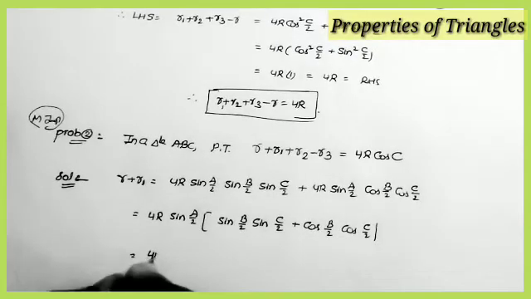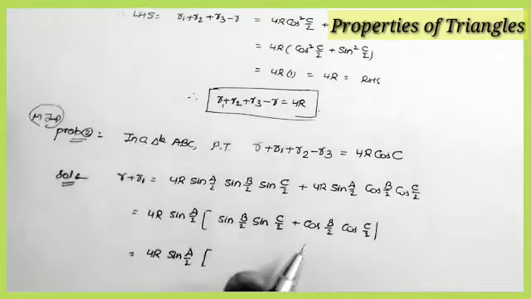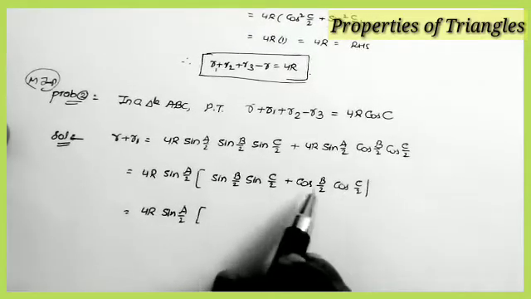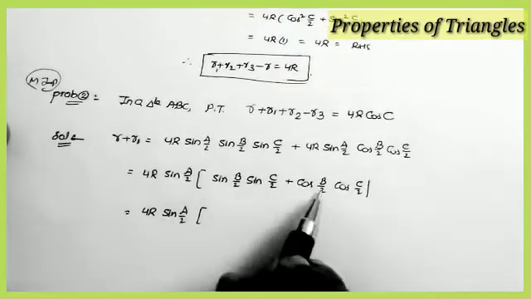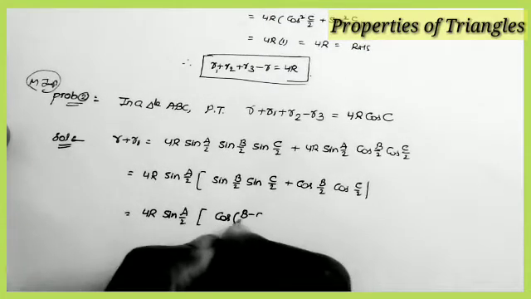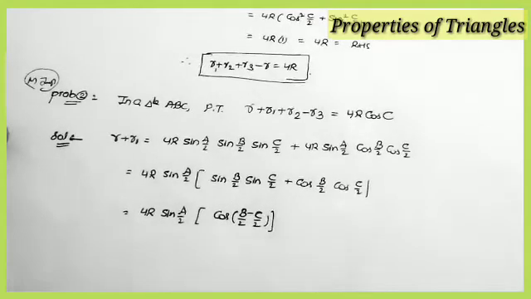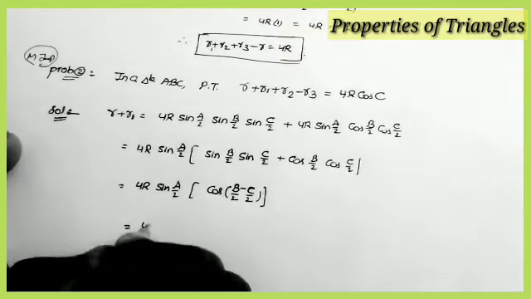Okay, now this is equal to 4R sin A by 2 into, see here, this is in the form of cos A cos B plus sin A sin B. What is the cos A cos B plus sin A sin B formula? Cos of A minus B. Cos A cos B plus sin A sin B is equal to cos of A minus B.